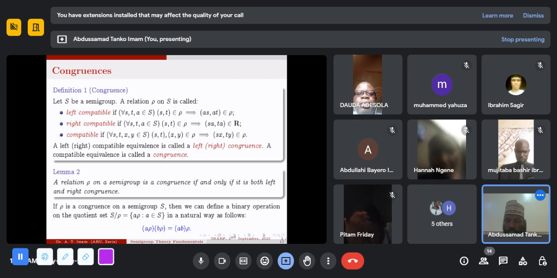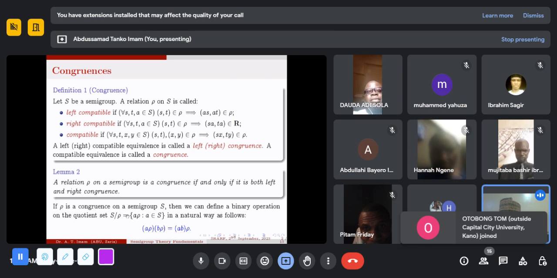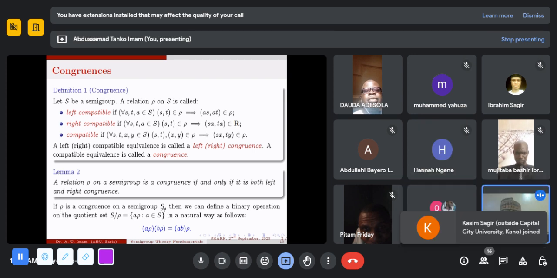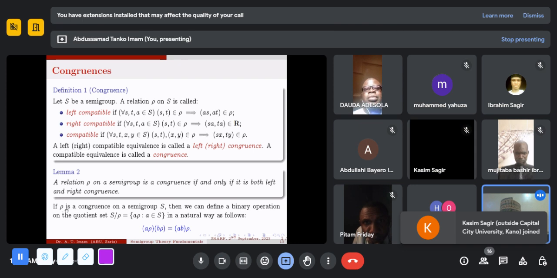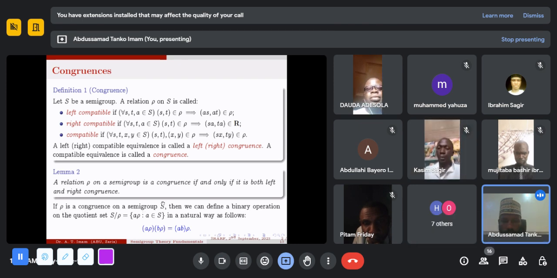So the essence of having a congruence relation on a semigroup is actually to partition the semigroup into the equivalence classes. Remember, we talked about this. If you have a congruence on a semigroup S, then that congruence, by the definition, is an equivalence relation. So it will partition the semigroup into equivalence classes. And then the set of equivalence classes is the one we denote by S/rho. So this is a quotient set of S by rho.